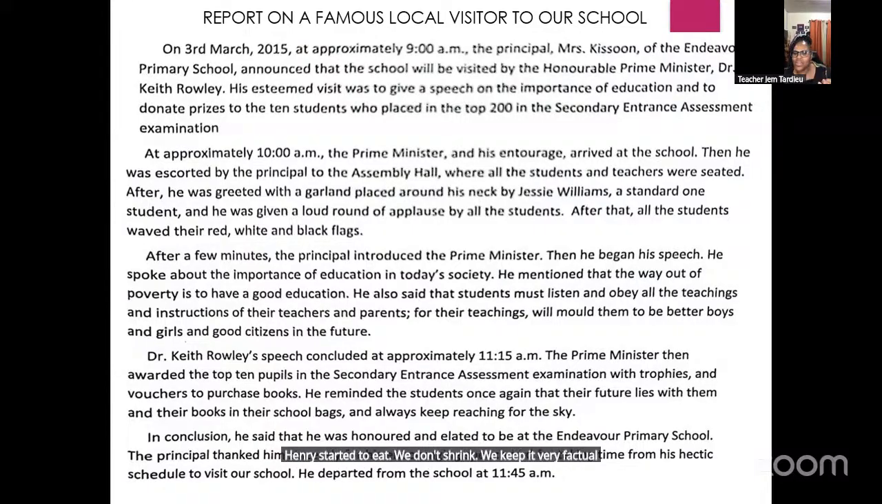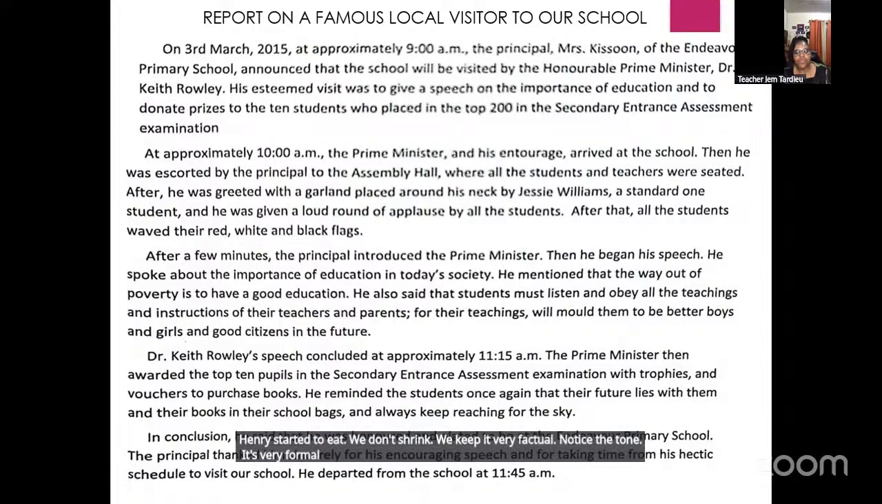Notice the tone, it's very formal. So based on this report, you get all the facts sequentially of what transpired when the Prime Minister visited that specific primary school. Moving on.